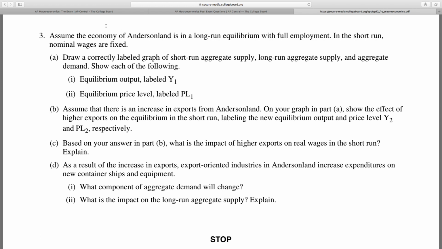All right, so number 3 says, assume the economy of Anderson Land is in long-run equilibrium with full employment. In the short run, nominal wages are fixed. Draw a correctly labeled graph of the short-run aggregate supply, long-run aggregate supply, and aggregate demand. Show each of the following: equilibrium output labeled Y1, equilibrium price level labeled PL1. All right, so it's in long-run equilibrium, so everything should be intersecting on the long-run aggregate supply. So that's really pretty easy. So you got Y1, PL1 respectively.